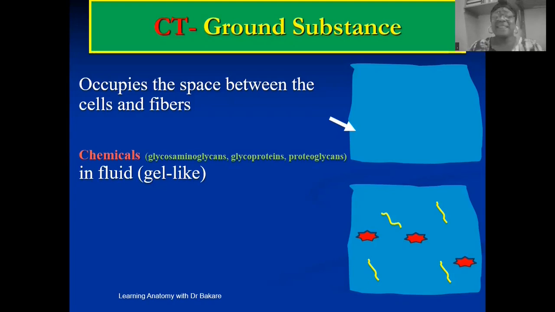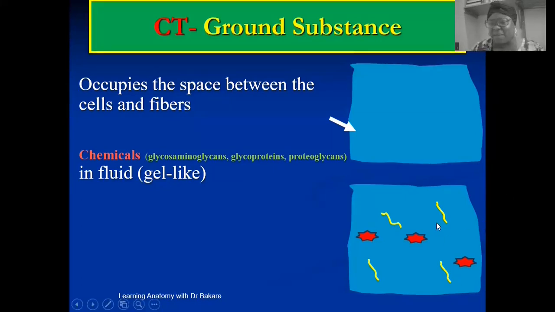So basically, the ground substance is seen to contain chemicals, and these chemicals are in form of glycosaminoglycans, which can also be tagged as GAG, glycoproteins, and also the proteoglycans. So these are the chemicals that are seen to be embedded in a fluid, and these two structures will come together to form the ground substance. This ground substance is a gel-like substance, and this substance is seen to help hold the structures that are embedded within the extracellular matrix together.